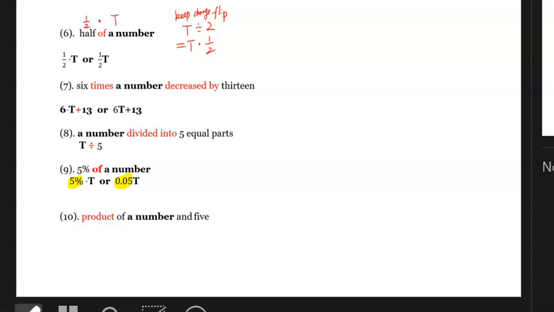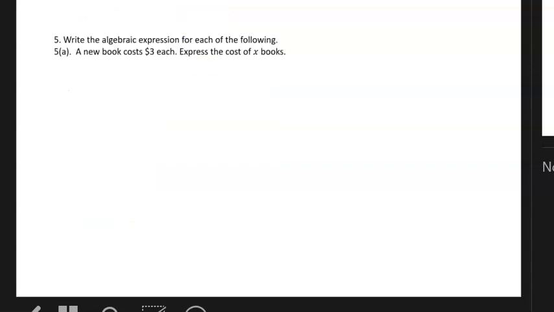Now product means times, so we're going to multiply the number t and 5 to get t times 5. Or you can switch t and 5 and put 5 in front of t to get 5t. Because multiplication is also commutative, which means you can switch the two numbers.